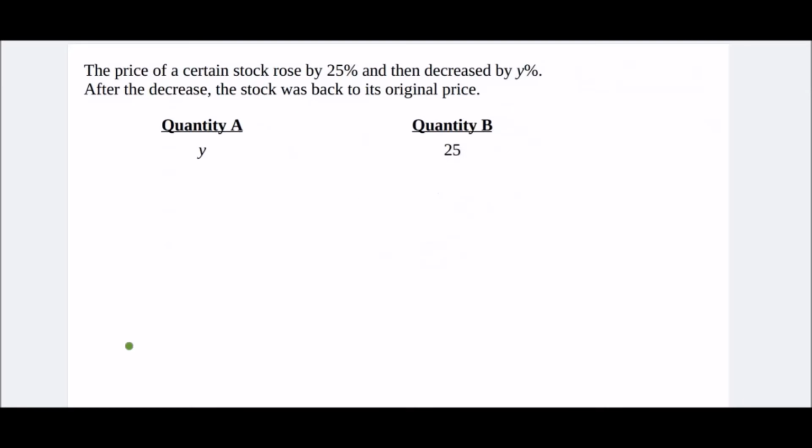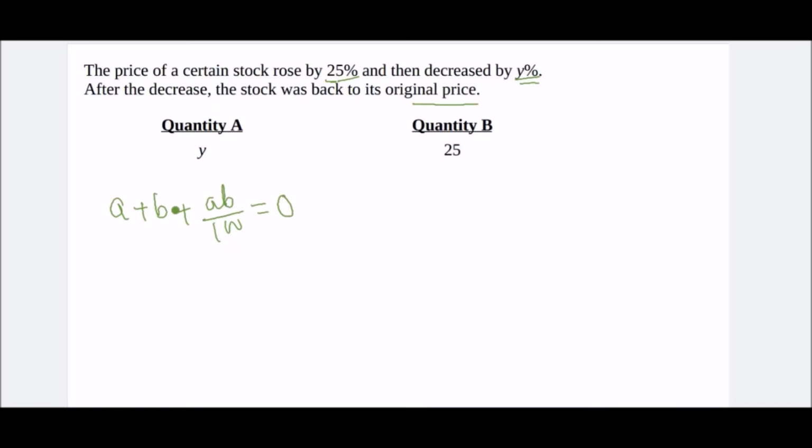Next question: the price of a certain stock rose by 25% and then decreased by y%. After the decrease, the stock was back to its original price. That means after the decrease, the price will be the same. So we have to find out by how much percent it will decrease so that the price will remain the same as the previous one. For this we can use the percentage change formula, that is A plus B plus AB divided by 100. So for the price to remain the same, this percentage change will be 0.